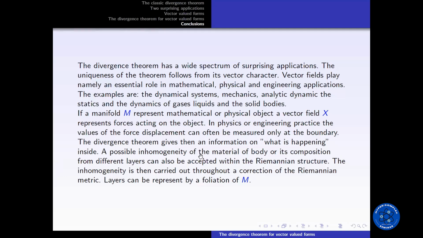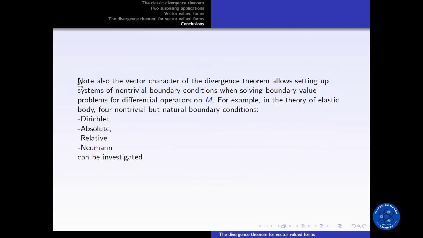A possible inhomogeneity of the material of the body, or its composition from different layers, can also be accommodated within the Riemannian structure. The inhomogeneity is then carried out through correction of the Riemannian metric. Layers can be represented by foliation. Note also that the vector character of the divergence theorem allows setting up systems of non-trivial boundary conditions when solving boundary value problems for differential operators on M. For example, in the theory of elastic bodies, four non-trivial but natural conditions are considered: Dirichlet, absolute, relative, and Neumann, and all of them can be investigated.